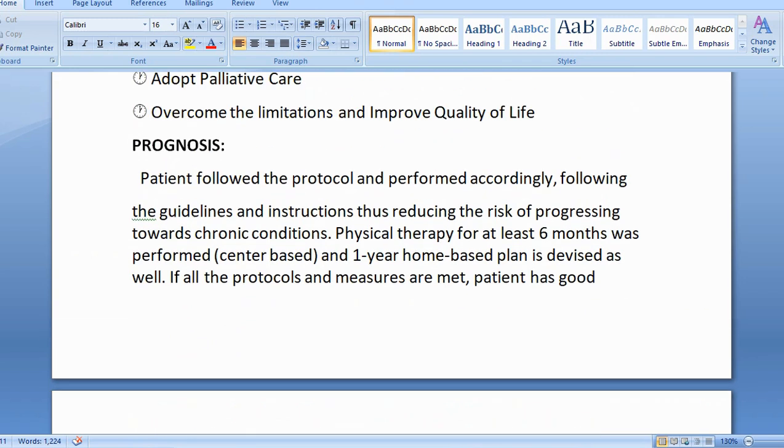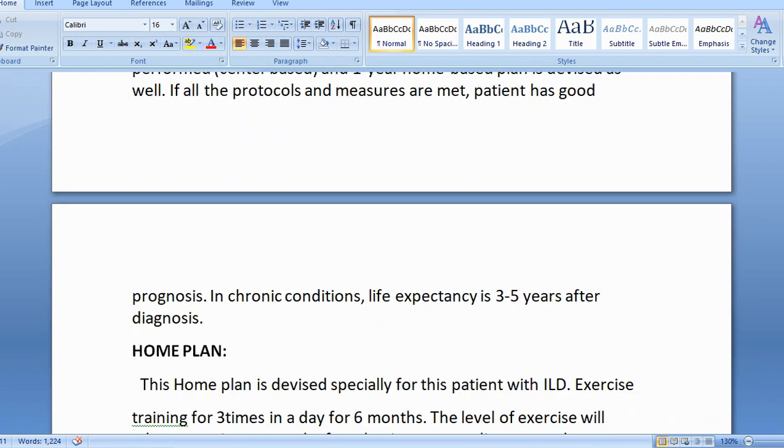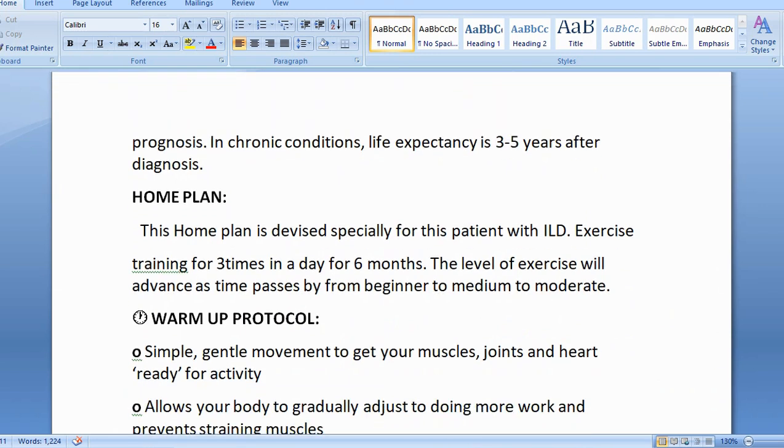Prognosis. Patient followed the protocol and performed accordingly, following the guidelines and instructions, thus reducing the risk of progressing toward chronic conditions. Physical therapy for at least 6 months was performed, center-based, and a 1-year home-based plan is devised as well. If all the protocols and measures are met, patient has good prognosis. In chronic conditions, life expectancy is 3 to 5 years after diagnosis.